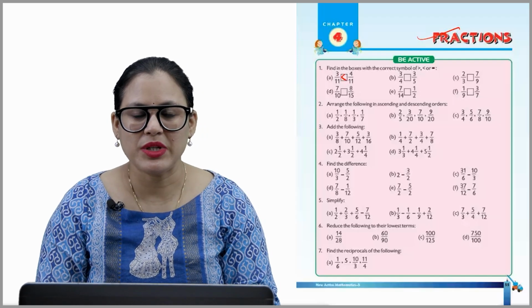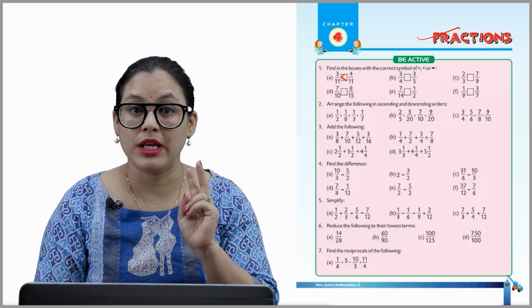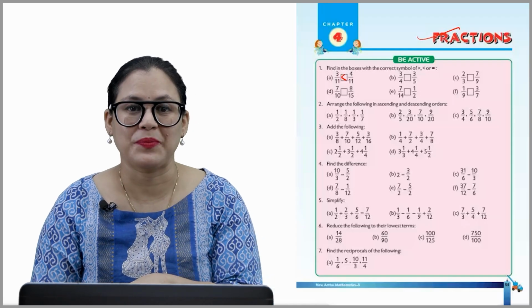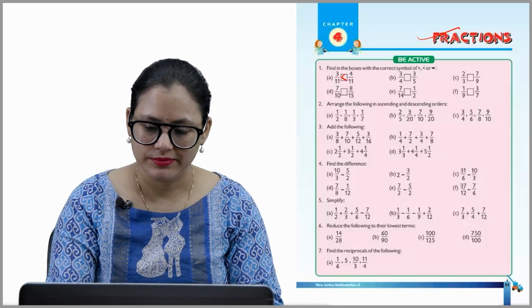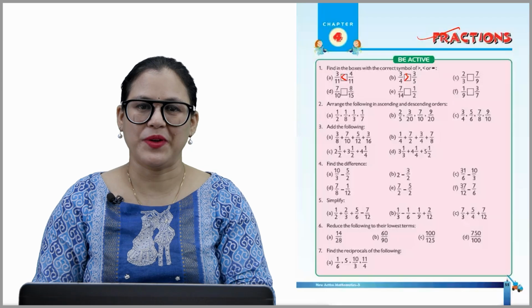And B part, 3 by 4, 3 by 5. This time numerators are same. Okay. So which will be greater? This one is greater. Okay.